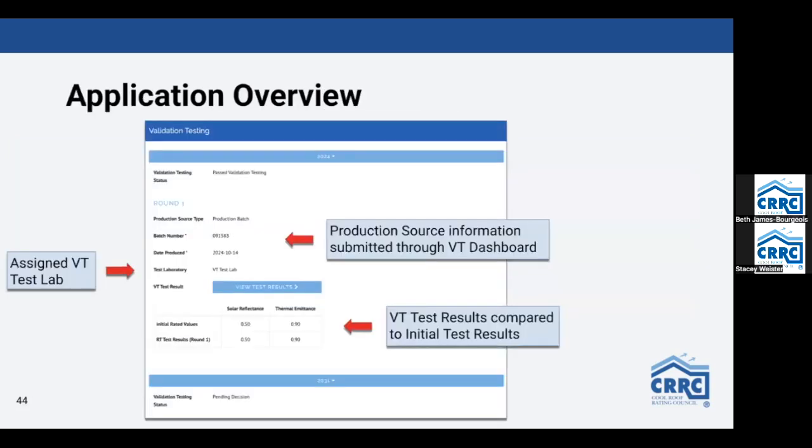Licensees have access to validation test results in the validation testing section of the application overview of their application. This is accessed by clicking the application ID in the validation testing dashboard. The VT section shows the VT status, the production source information submitted through the VT dashboard, the assigned test lab, and the validation test results when available. If a second test is required, it will appear as round 2 beneath the round 1 test information.